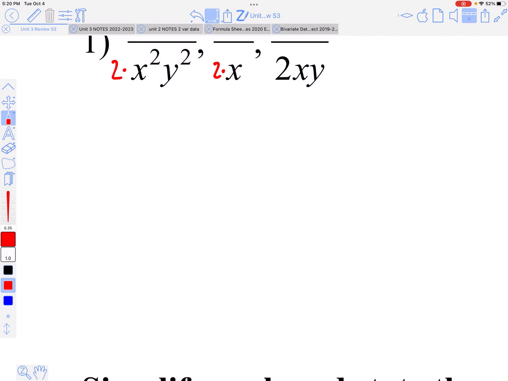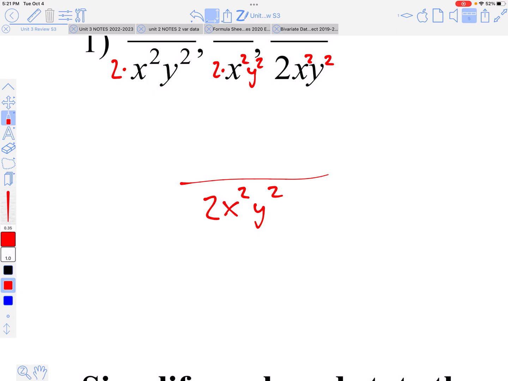Notice they all have an x, but this first one has an extra x, so I'm going to change them to x squared. So now they're all 2x squared. And then the first one has a y squared, and I already have one y, so I'm going to need a y squared. So now I can see they're all the same, so that is the least common denominator: 2x squared y squared. That's what I'd want to have.